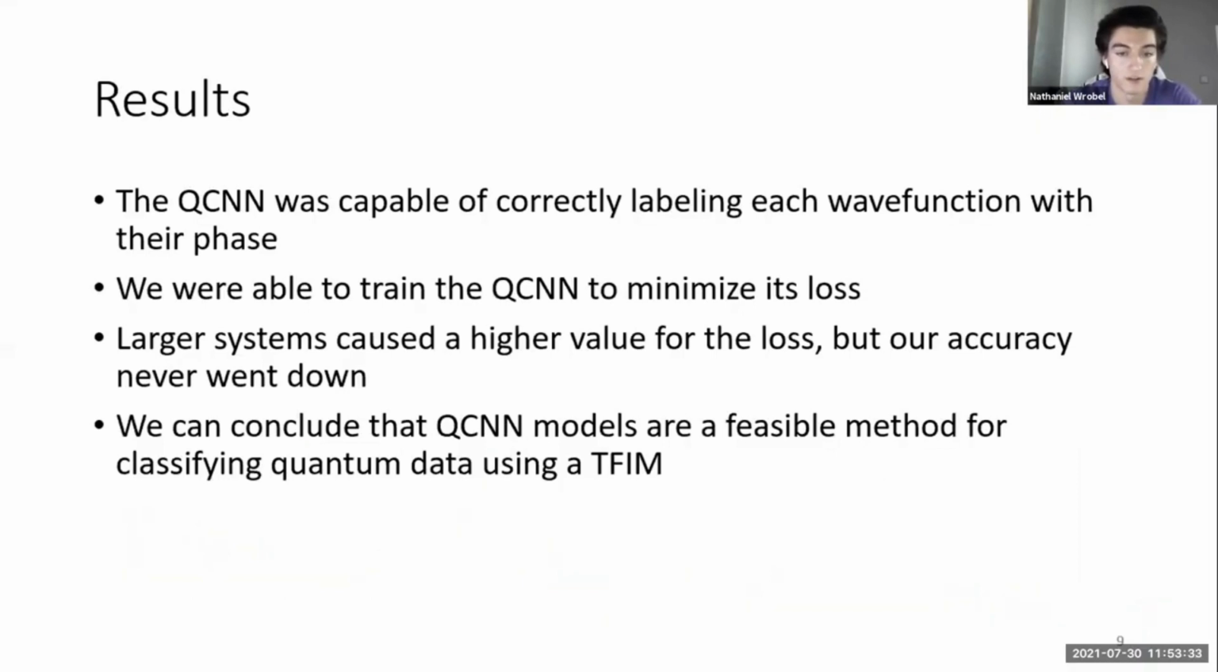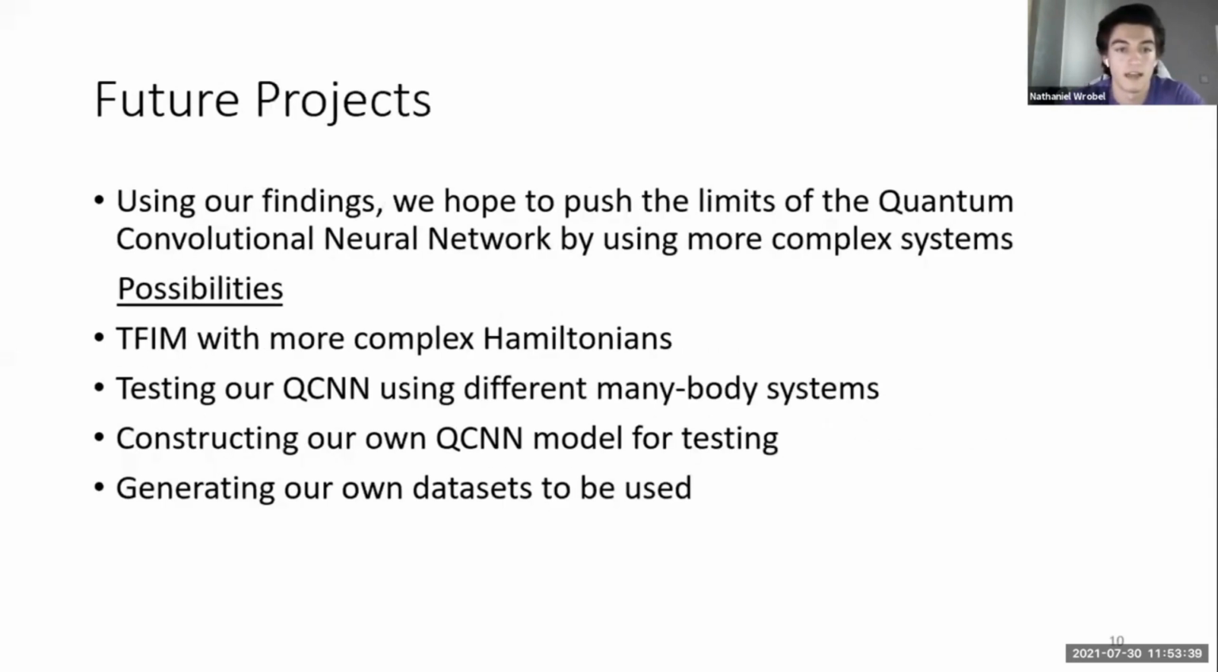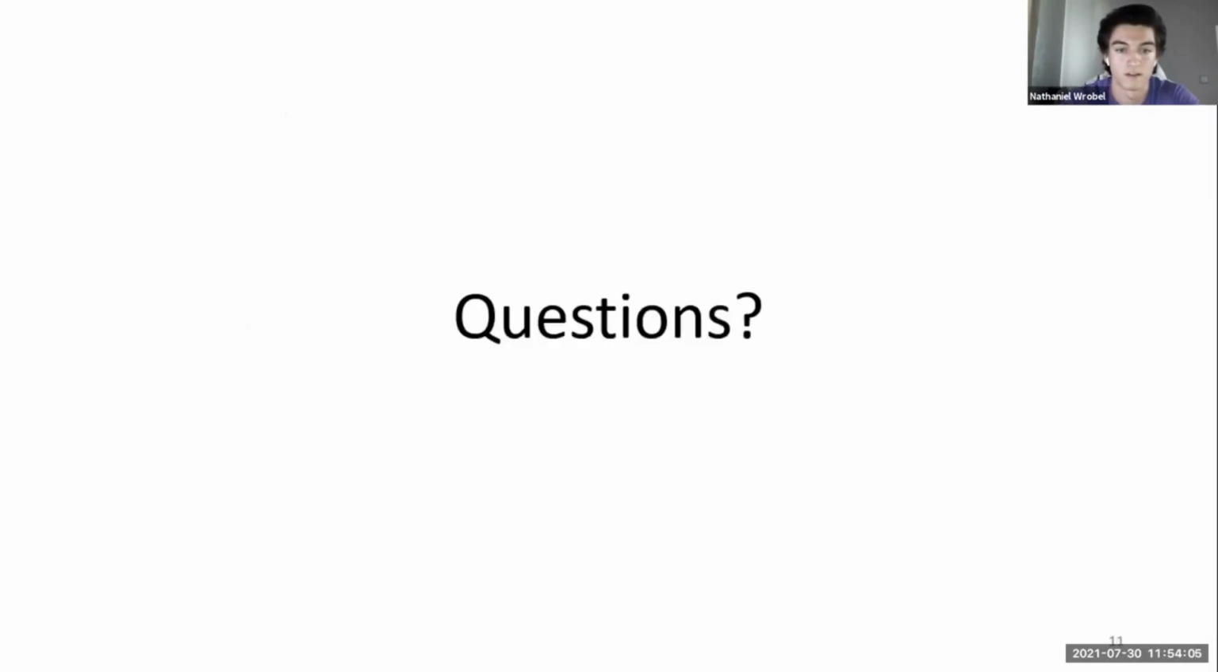From this, we concluded that the QCNN model is a feasible method to classify quantum data. From here, we would like to push the limits of a quantum convolutional neural network by implementing more complex systems. Some ideas would be to use the same model with more complex Hamiltonian equations. We could test our neural network using different many-body systems, or we can construct our own neural network model for testing and generate our own data sets using the variational quantum eigensolver.